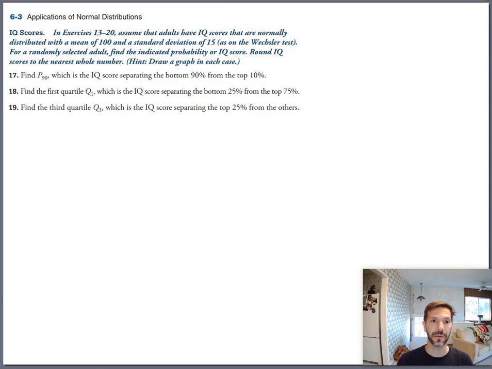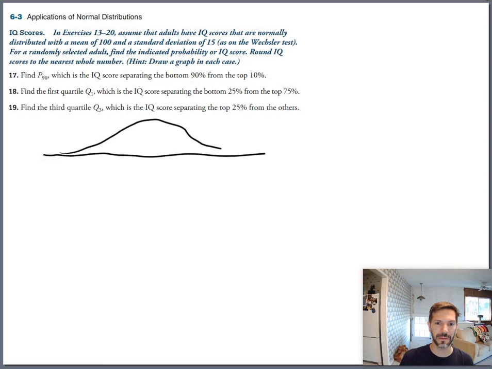It happens to have a mean of 100 and a standard deviation of 15. So as soon as we know that it's normally distributed and the mean and standard deviation, as soon as we know those three things, we can draw the normal curve. So normally distributed curves always look about like this. They always have the mean in the middle, so there's 100. And this is a number line along the bottom, so smaller numbers are over here on the left and bigger numbers are over here on the right.